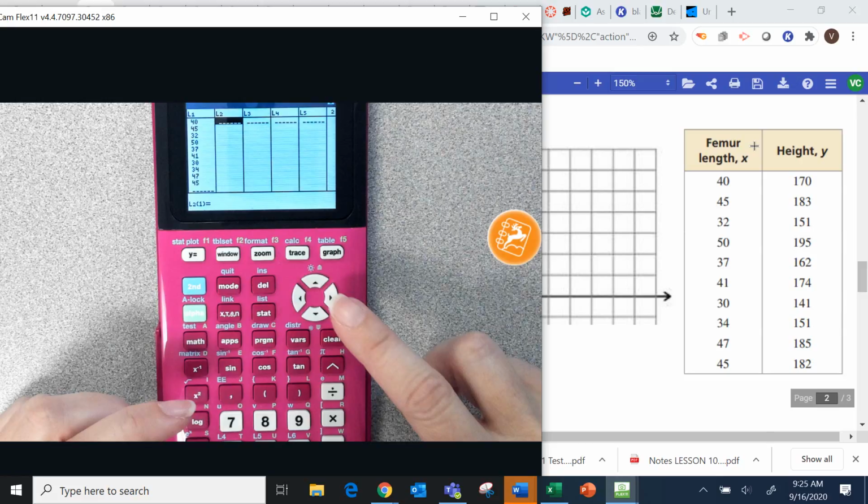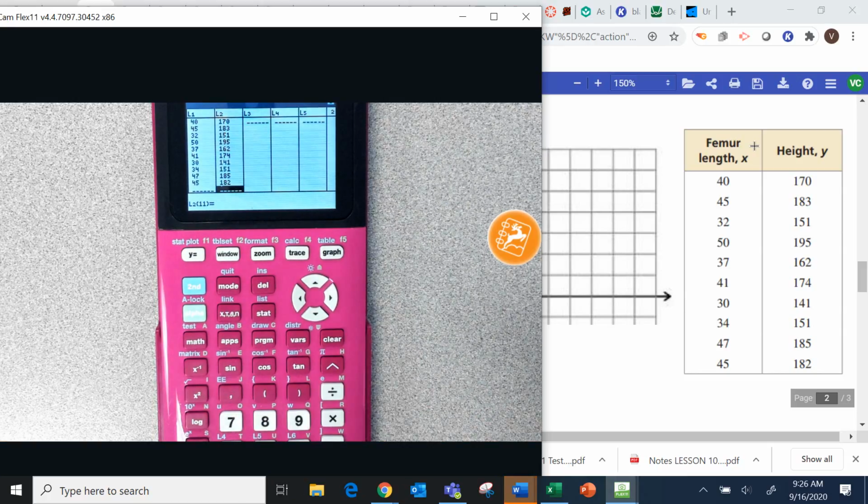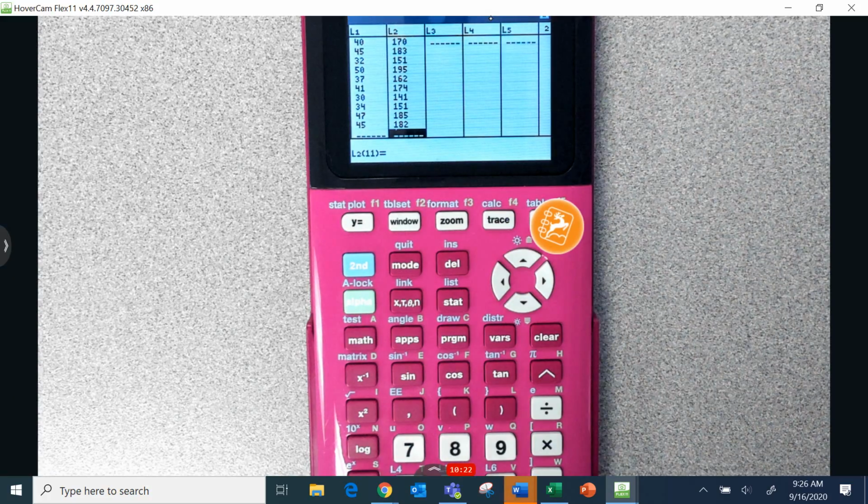And then in the second column, I will do the y's. You will have a list in your calculator. Now I'll show you how to make a scatter plot with that information you just typed in.